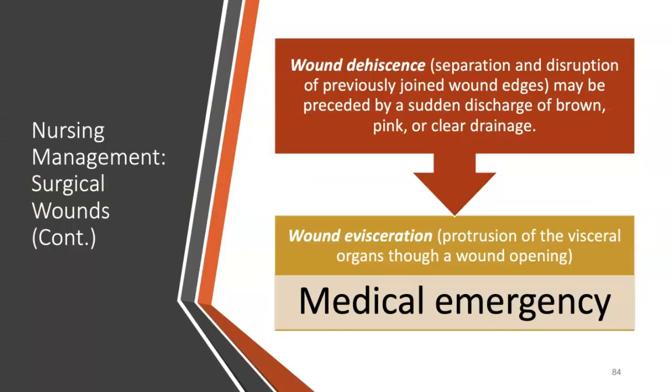Wound dehiscence is separation or disruption of previously joined wound edges, and it may be preceded by a sudden discharge of brown, pink, or clear drainage. Wound evisceration is protrusion of the visceral organs through a wound opening, and this is considered a medical emergency. So you call a code. When drainage occurs on the dressing, the type, amount, color, consistency, and odor of the drainage are noted.